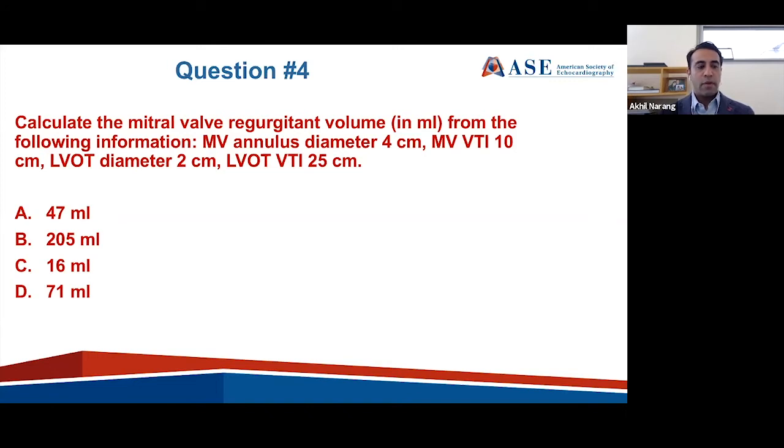Answer choice A, 47 milliliters. Answer choice B, 205 milliliters. Answer choice C, 16 milliliters. And answer choice D, 71 milliliters.